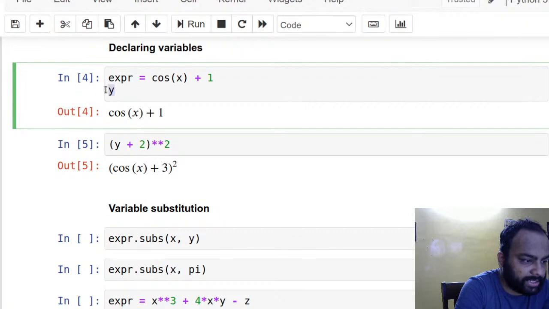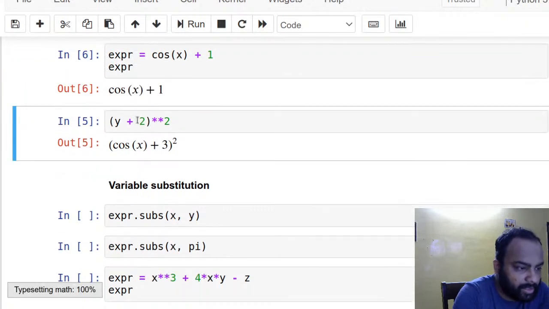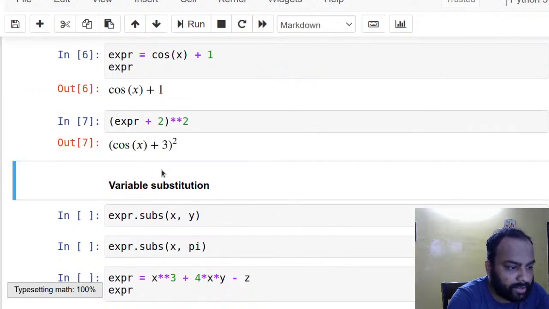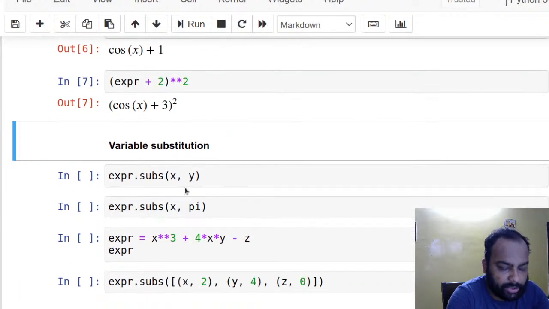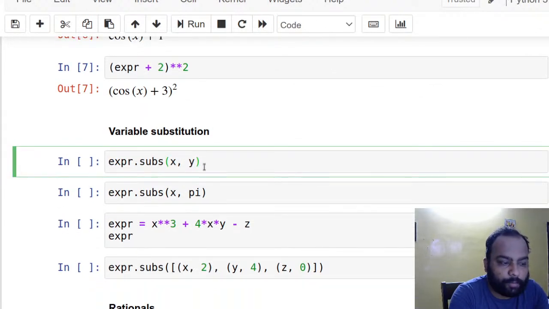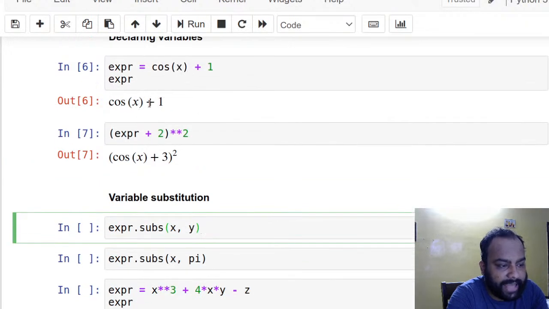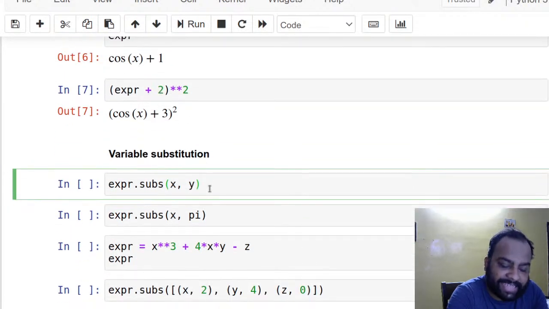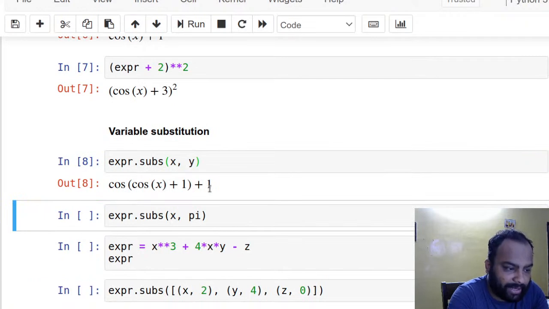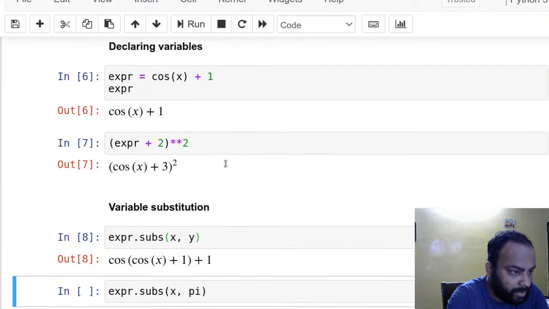So that was the expression, right? So again, this is being treated as symbols. Now we can substitute particular variables with certain values or other variables. So in this expression, which was essentially cosine x plus 1, instead of x, I can write some other variable or some other values. So this was the expression.